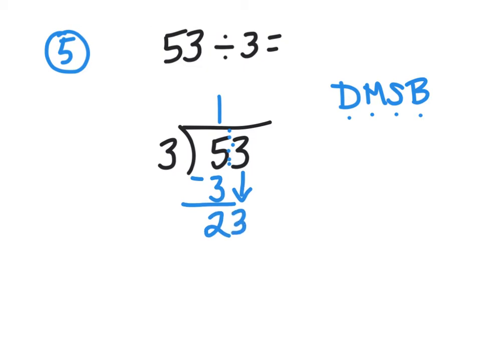And then I'm going to bring down the ones place. Once I bring down, I go all the way back to division again. And now I have 23 here in my dividend, and I've got to divide it by 3. How many times does 3 go into 23? Well, hopefully you're thinking skip count by 3s, or your 3's facts.